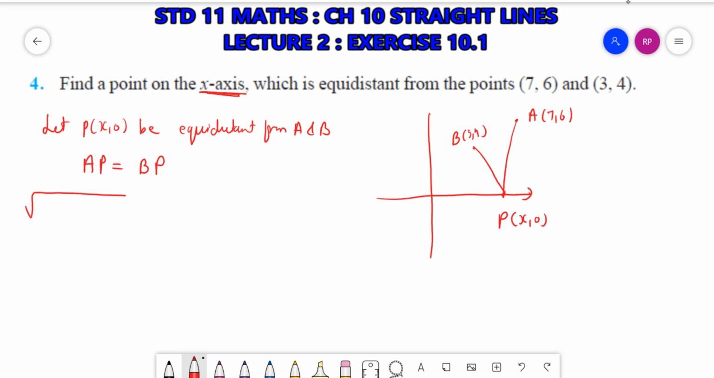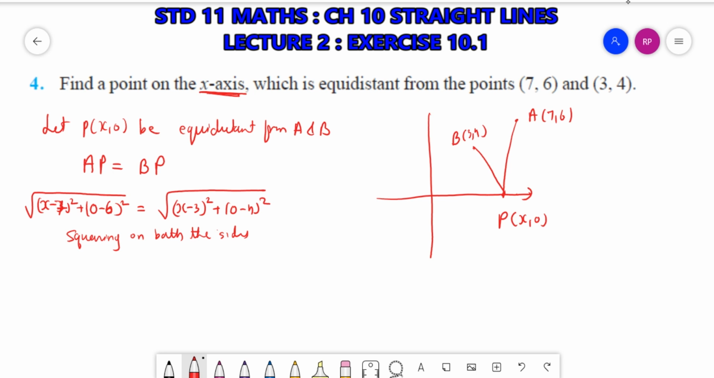So let's use the distance formula. Square root of (x minus 3) whole square plus (0 minus 4) whole square. This will be equal to the square root of, sorry, I have taken this as BP, so it's (x minus 7), not 3, and (0 minus 6). And here it will be (x minus 3) whole square plus (0 minus 4) whole square. Okay, squaring on both the sides.